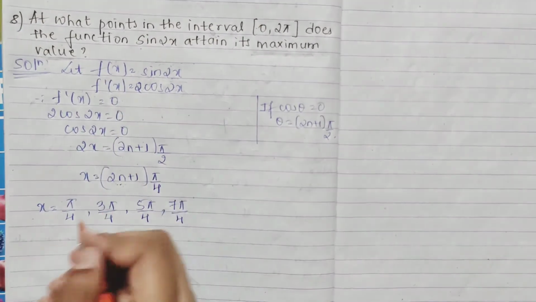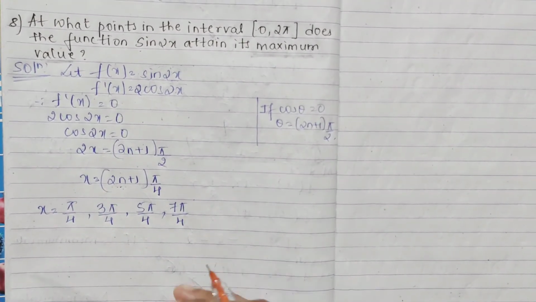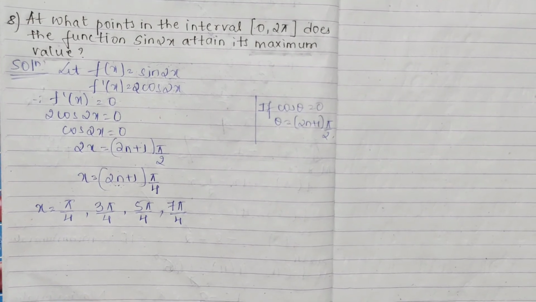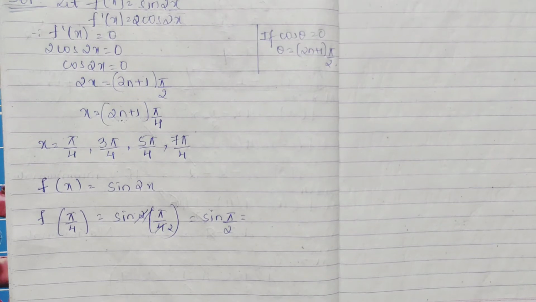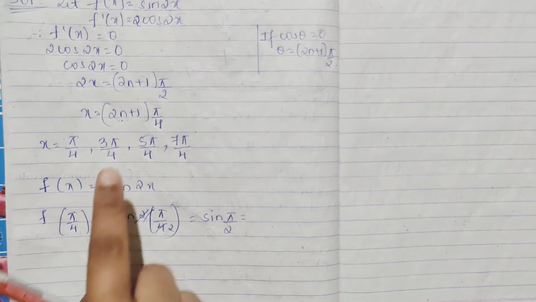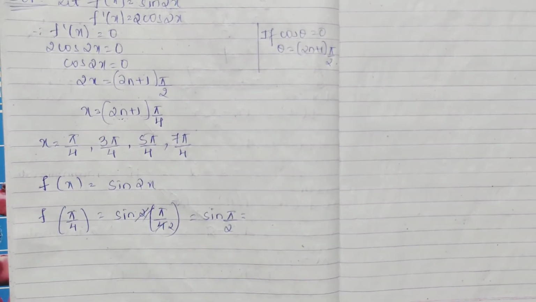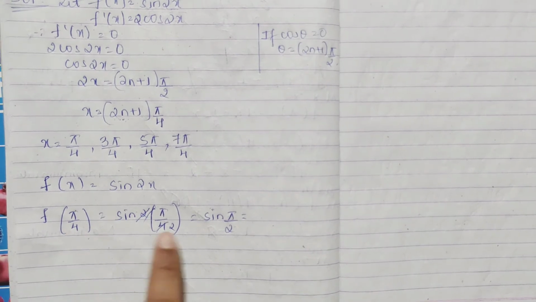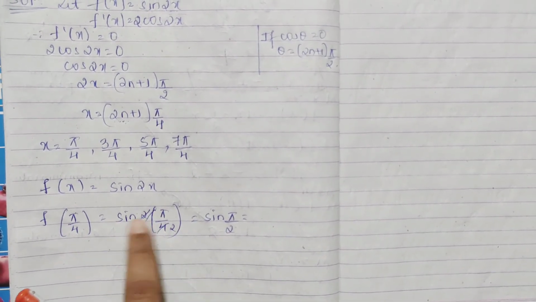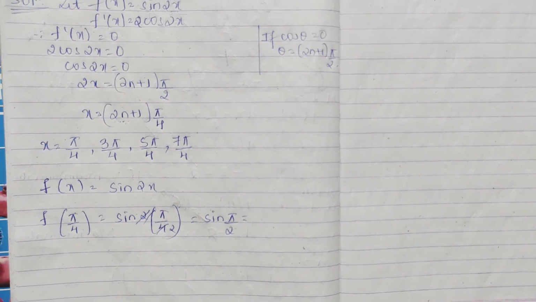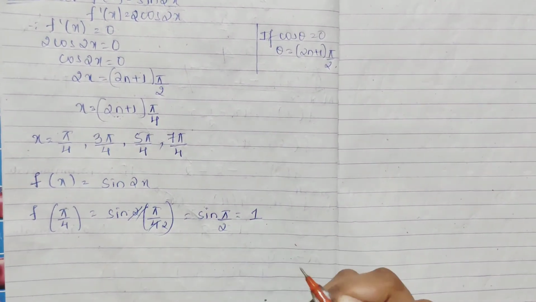So find the values at these points, then you will find your maximum value and minimum value, right? So f of x equal to sin 2x, substituting your values and finding out. Sin pi by 4 is equal to how much? Sin 2 pi by 4. So 2 ones are 2, 2 twos are 4, so sin pi by 2. Sin pi by 2 means sin 90 is how much? It is 1, right? Sin 90 is 1.